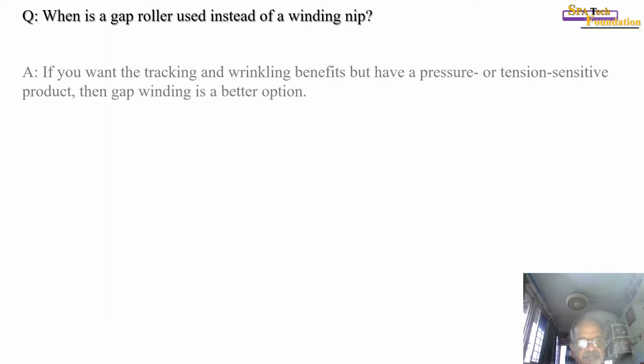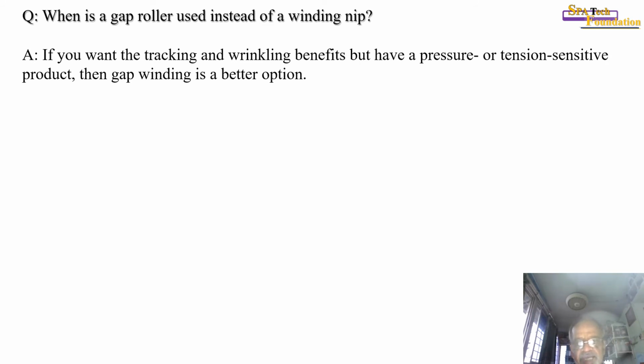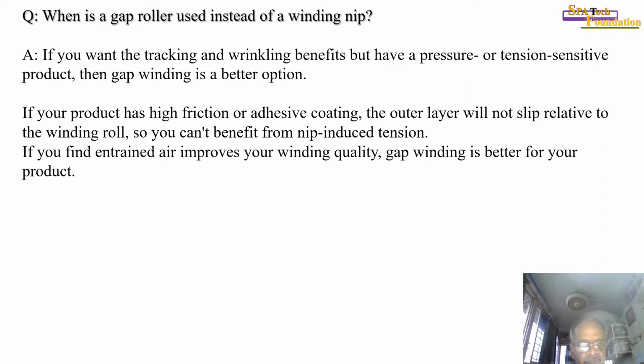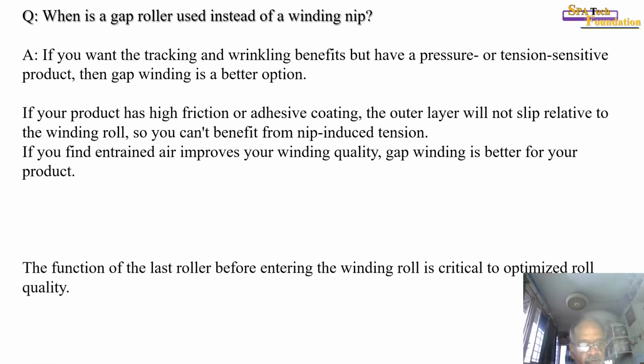When is a gap rule used instead of a winding nip? If you want the tracking and wrinkling benefits but have a pressure or tension sensitive product, then gap winding is a better option. If your product has high friction or adhesive coating, the outer layer will not slip relative to the winding roll, so you cannot benefit from the nip induced tension. If you find entrapped air improves your winding quality, gap winding is better for your product.